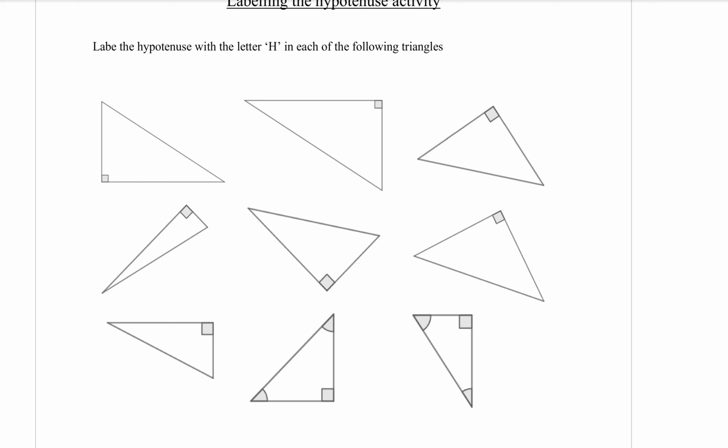So first one, there's the right angle. The side across is a H. Go through and put H's on all the ones that are the hypotenuse, across from the right angle. Next page, doing what I've asked you, please. Yep, label that hypotenuse. Across from the right angle, H for hypotenuse. Should take 30 seconds. Go, go, go.